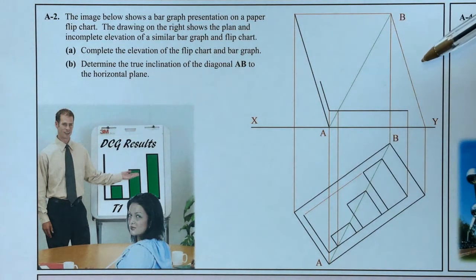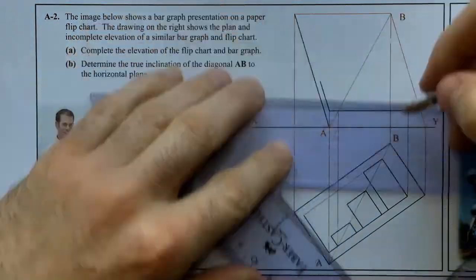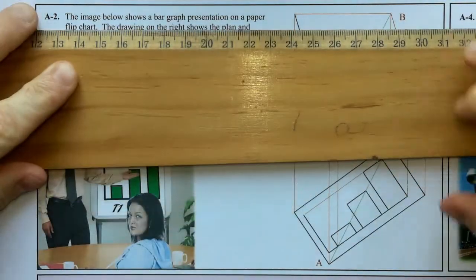And first of all, we essentially have to complete the flip chart. So first of all, you can see they've heavied in some of it first. So the top surface is here. I'm going to heavy that in at the top. Let's just use my T-square.